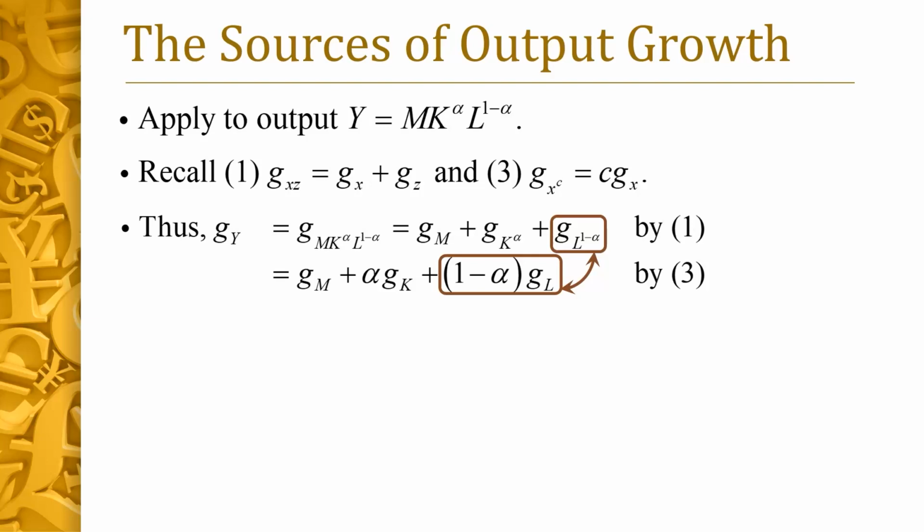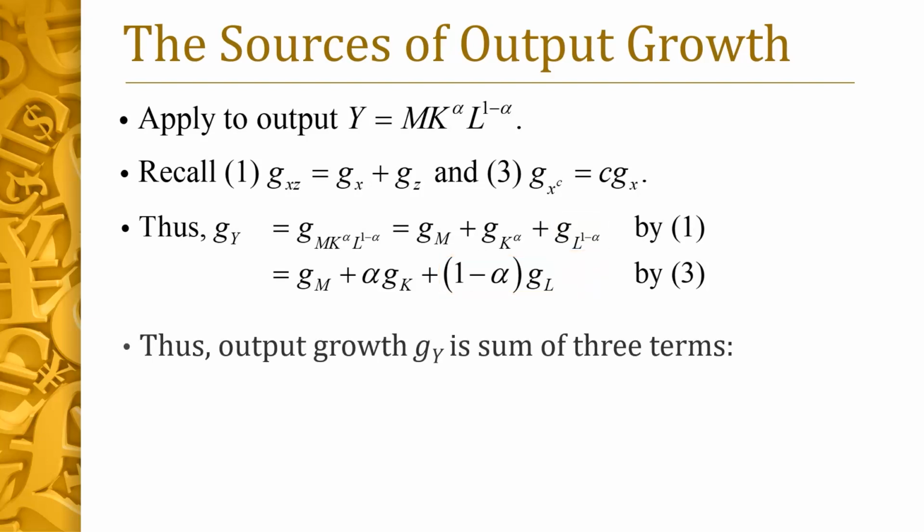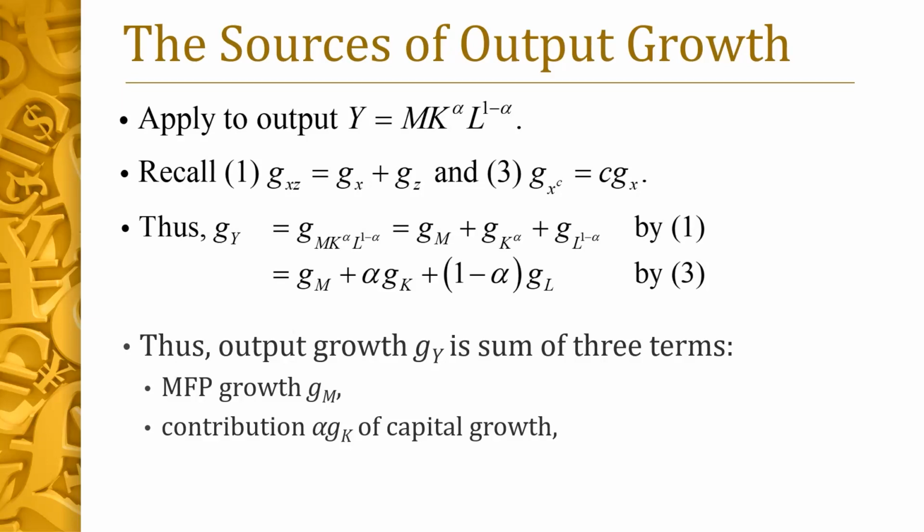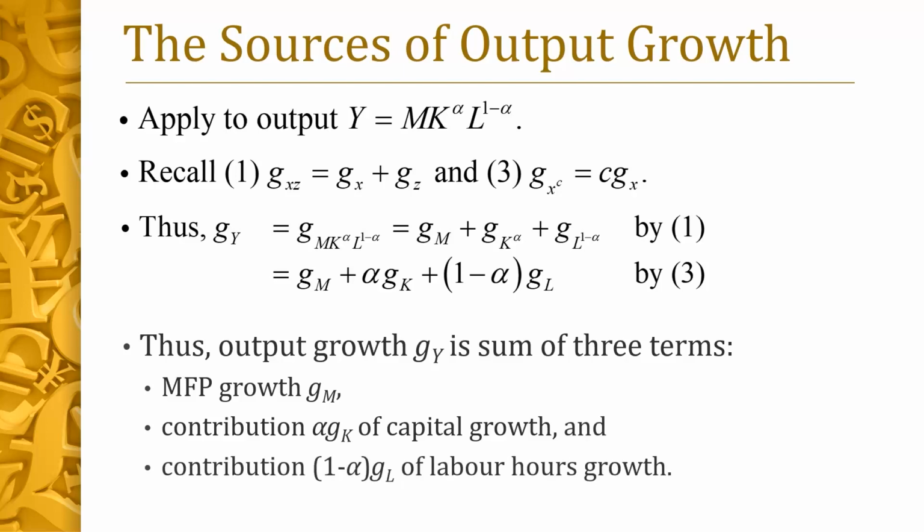We have shown that the growth rate gy of output can be written as the sum of three terms. The first is the MFP growth rate, gm. The second is the contribution of physical capital growth, which is just the growth rate gk of physical capital times the capital share of income, alpha. The third term is the contribution of labor hours growth. This is just the growth rate gl of labor hours times the labor share of income, 1 minus alpha.